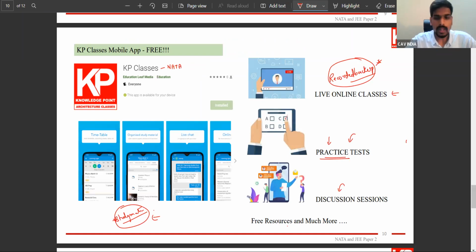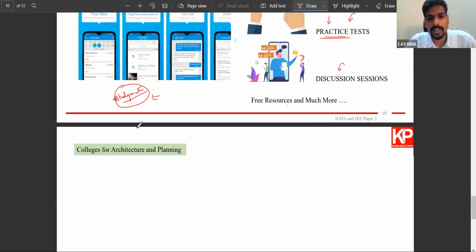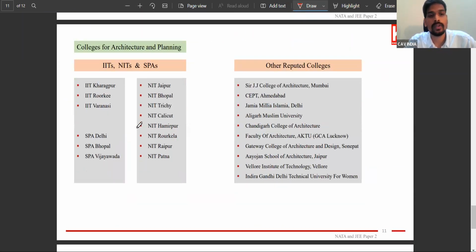Finally, at the end of the session, as I told you, let us briefly go through the colleges, the options which you have. So you have B.Arch and B.Plan, a lot of IITs, NITs, and SPAs. B.Plan is not available in IITs as such, but architecture is available for sure. Architecture is available in IIT Kharagpur, Roorkee, and Varanasi, that is BHU. SPA Delhi, Bhopal, and Vijayawada. A lot of NITs have B.Arch: Jaipur, Bhopal, Trichy, Calicut, Hamirpur, Rourkela, Raipur, Patna, all these have B.Arch already.